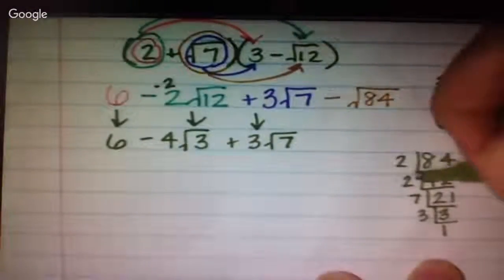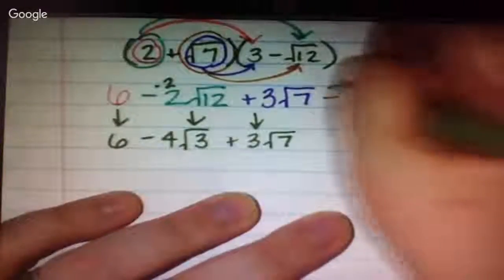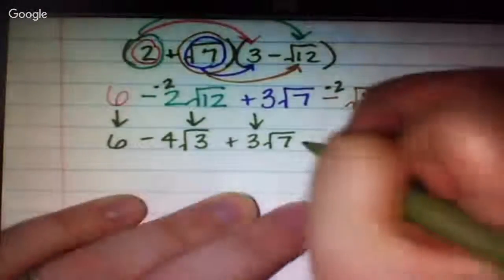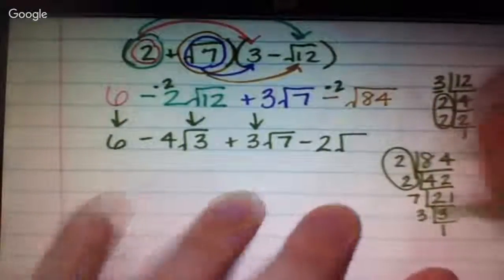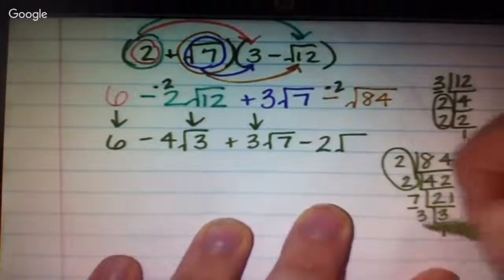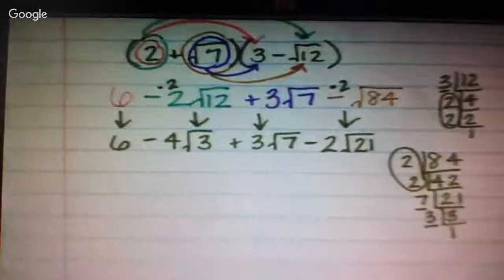Okay, so here's my 2's. So I bring a 2 out front and multiply it by the negative that's there. So negative 2, square root, and I'm left with a 7 and a 3, which gives me 21.